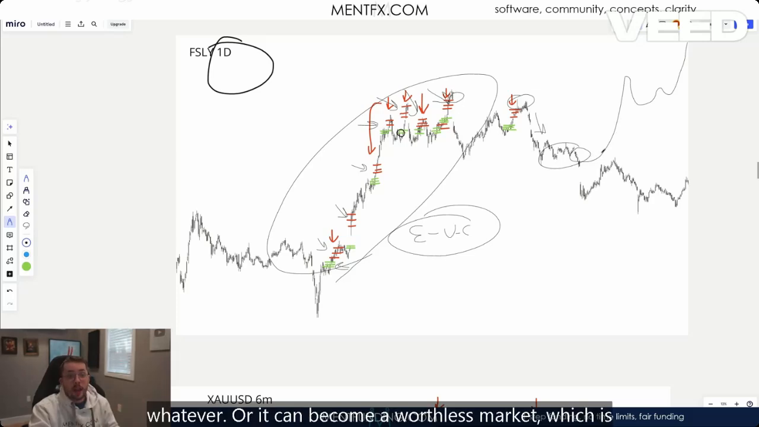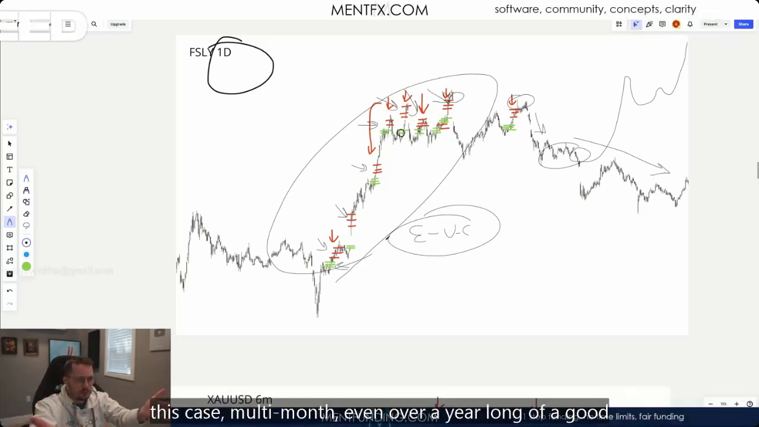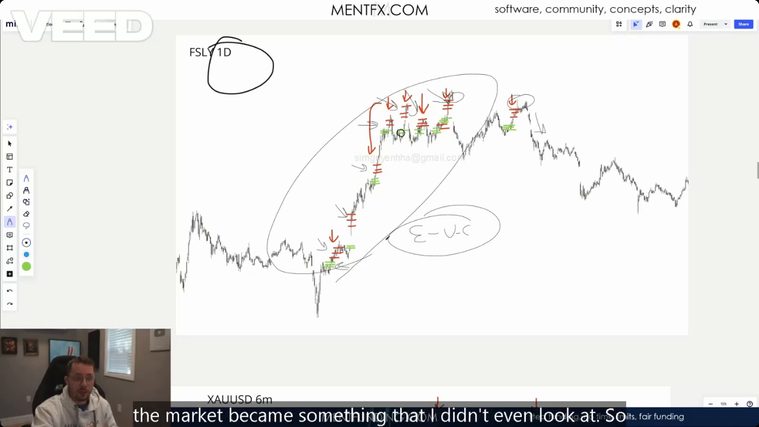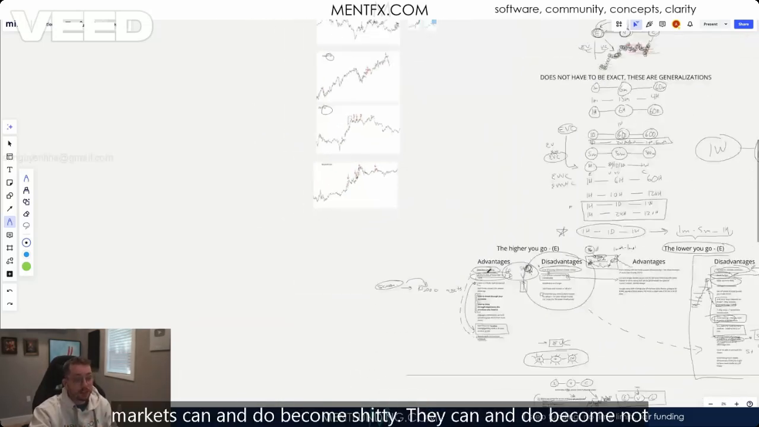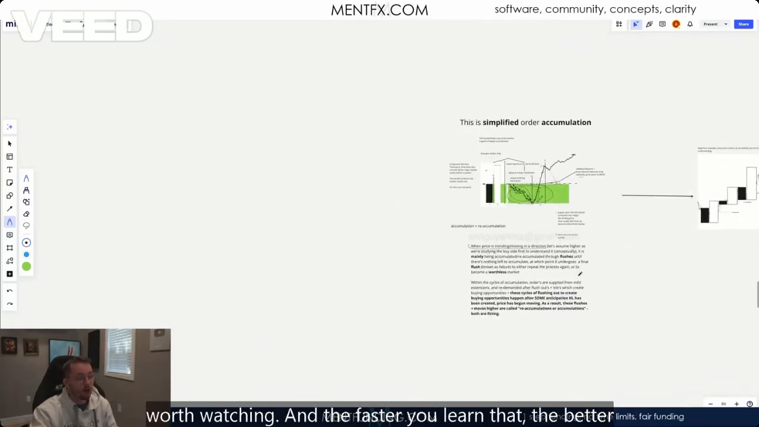Or it can become a worthless market, which is exactly what this market ended up doing after it had, in this case, multi-month, even over a year long of a good story. And that story became worthless. And at that point, the market became something that I didn't even look at. Right? So what you're learning as we're doing this is that markets can and do become shitty. They can and do become not worth watching.